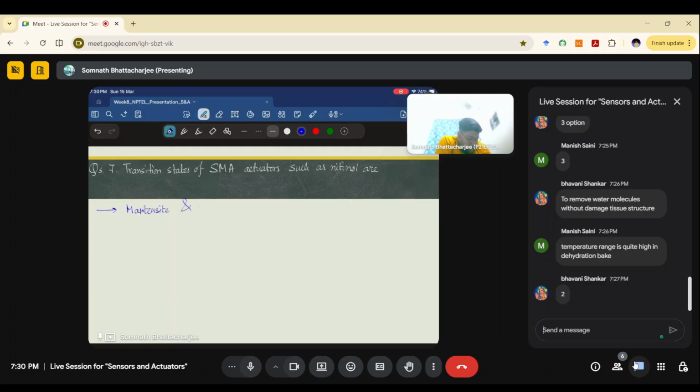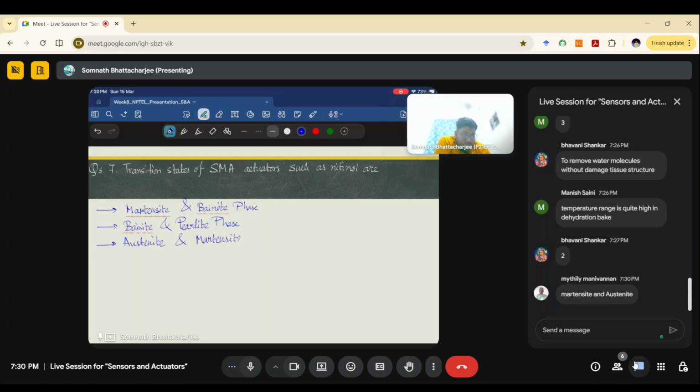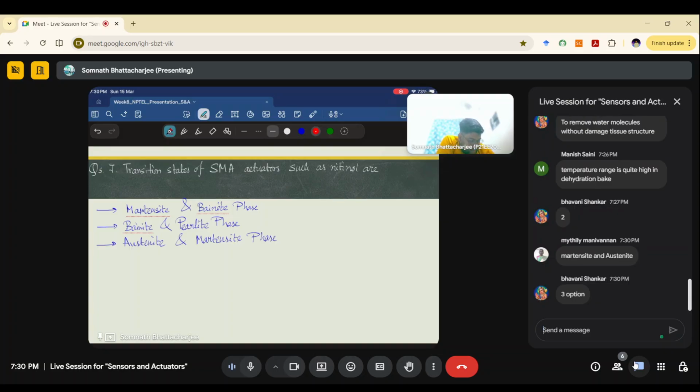Martensite and bainite phase? Is it bainite and pearlite stage or phase, or it's austenite and martensite phase? Martensite and austenite. Obviously it's the correct answer. So can you tell me a brief about this? What are these phases and what does that do?